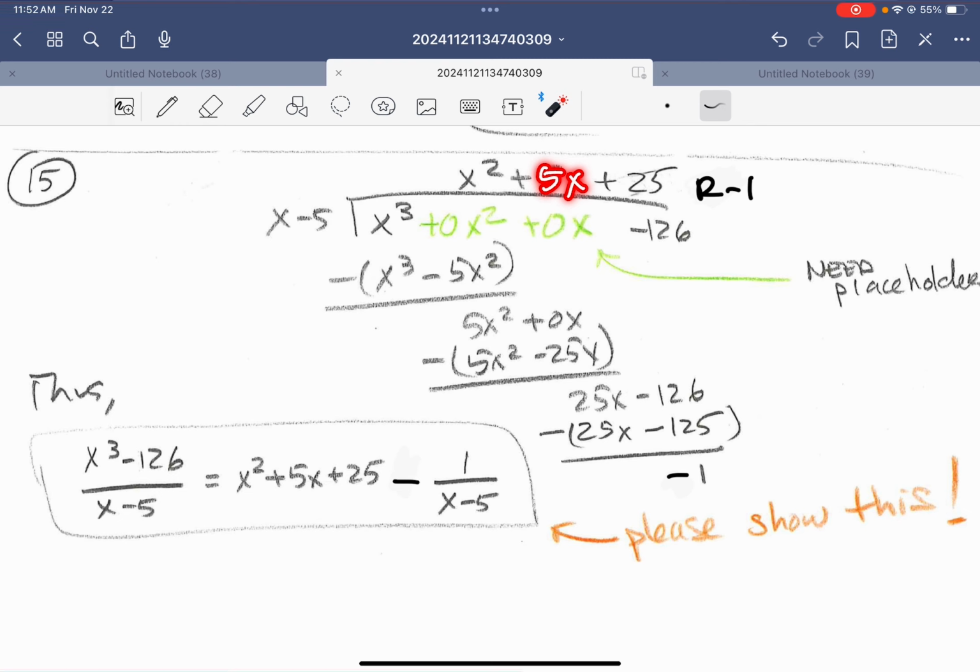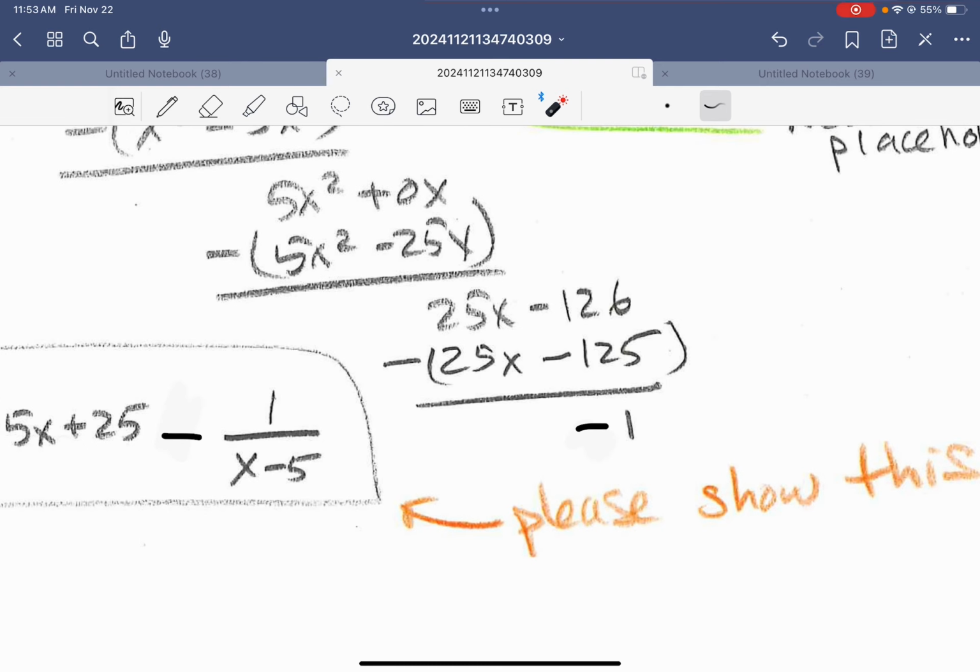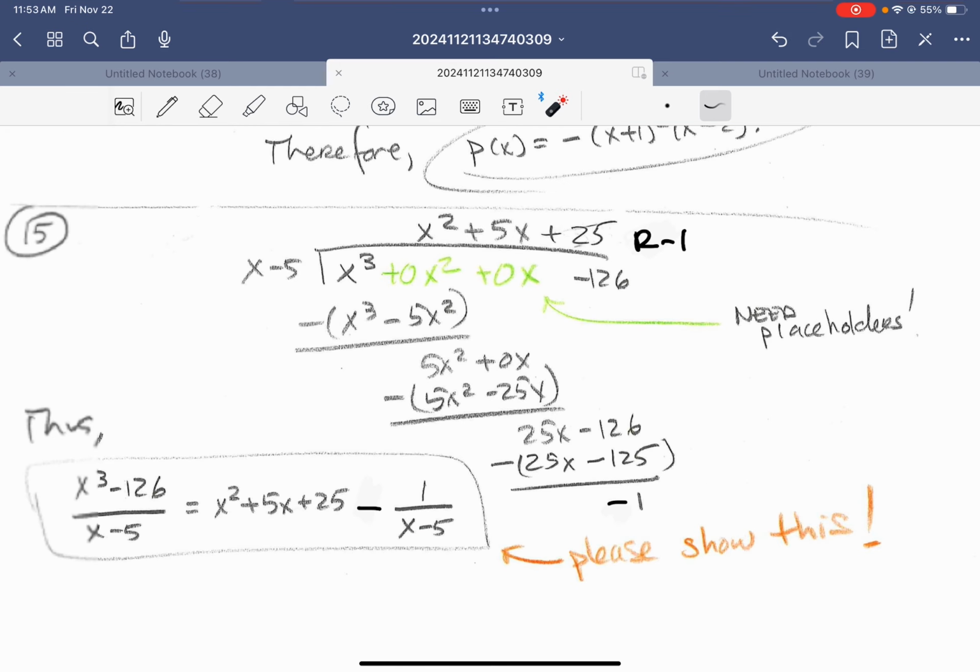But then 5x times negative 5 gives me negative 25x. So 0 minus a negative 25 is just a positive 25x. And then bring down this other term. Because this has two terms, it wants to attack two terms. Well, then 25 times x gives me 25x, so they're going to cancel out in a minute. But then 25 times negative 5 is negative 125. So this minus a negative is the same as plus a positive, so we get a remainder of negative 1.